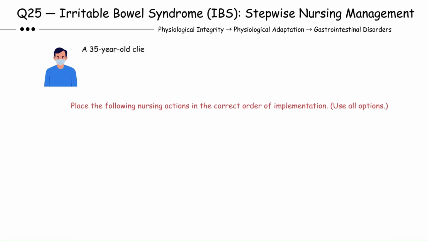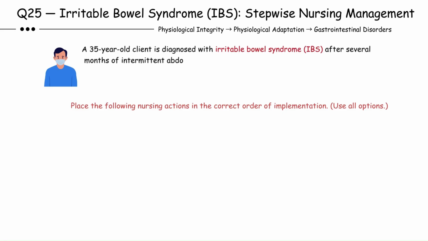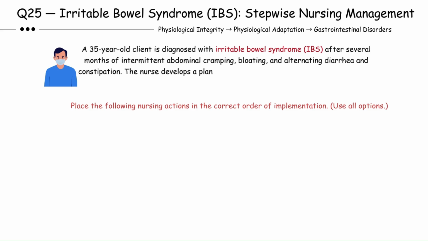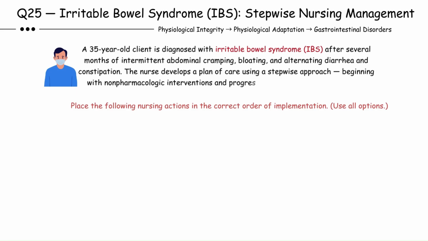Question 25. Irritable bowel syndrome, IBS, stepwise nursing management. We're looking at a 35-year-old client diagnosed with irritable bowel syndrome, or IBS, after months of intermittent cramping, bloating, and alternating diarrhea and constipation. The nurse is creating a stepwise plan of care, starting with the least invasive, non-pharmacologic strategies, and only moving to medications if needed. You're asked to place the following nursing actions in the correct order of implementation. Use all options. Here are the options.